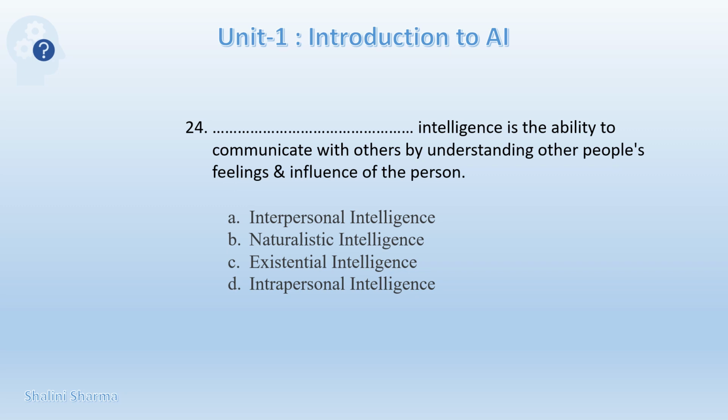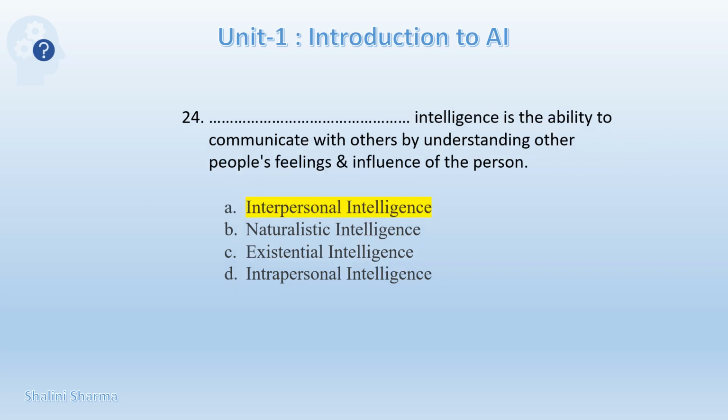The intelligence which is the ability to communicate with others by understanding other people's feelings and being able to influence the other person. A. Interpersonal intelligence. B. Naturalistic intelligence. C. Existential intelligence. D. Intrapersonal intelligence. The correct response is interpersonal intelligence.